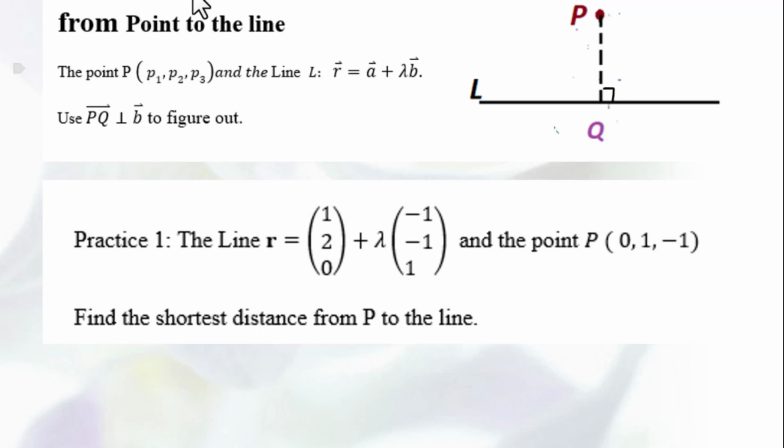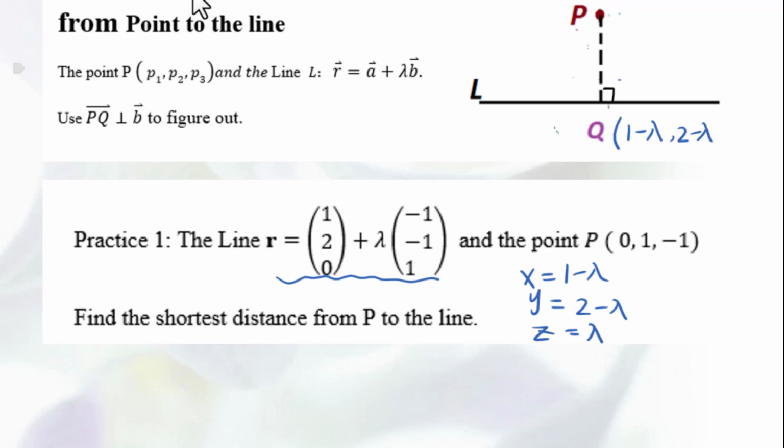We will label this Q using the parametric form of the equation of this line: x equals 1 minus lambda, y equals 2 minus lambda, z equals lambda. So Q is (1 minus lambda, 2 minus lambda, lambda).